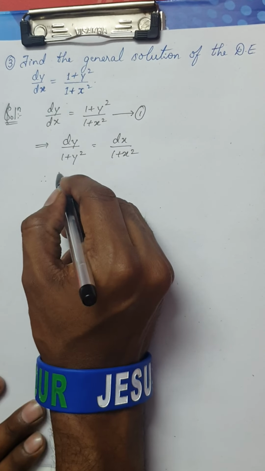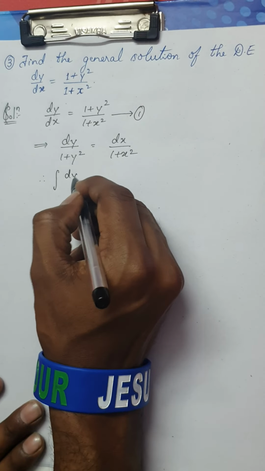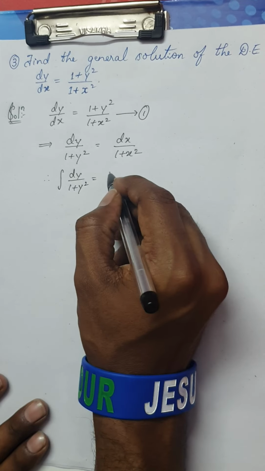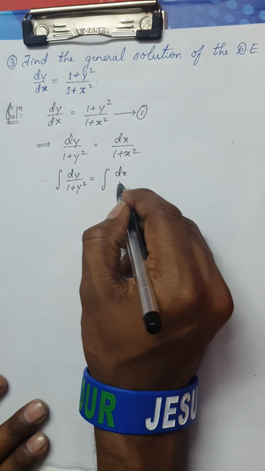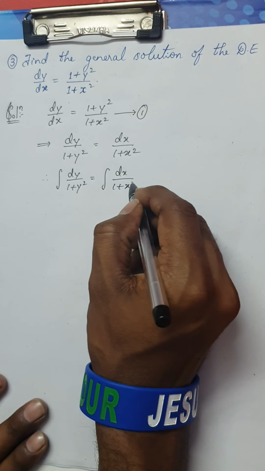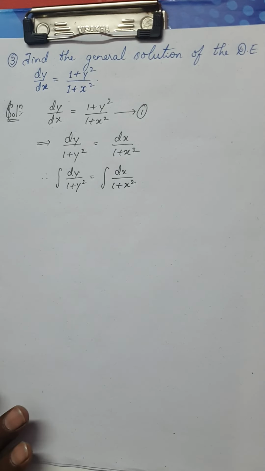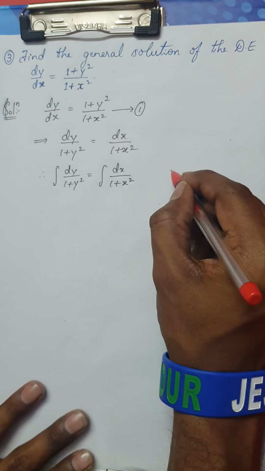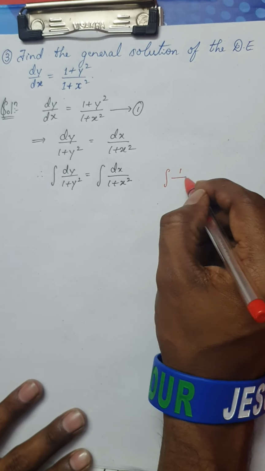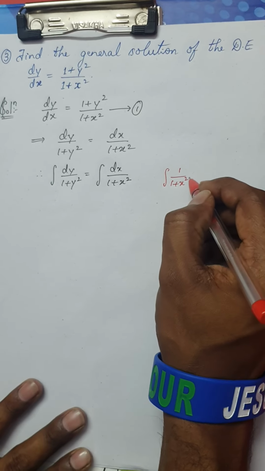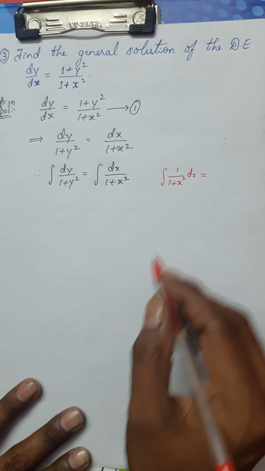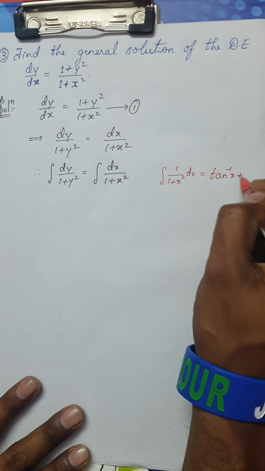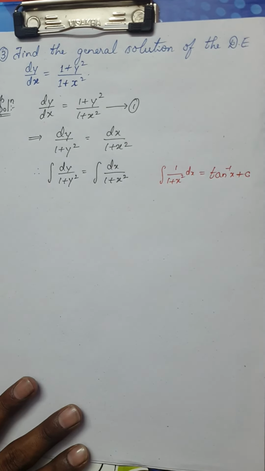Therefore, applying the integral now, integral of dy divided by 1 plus y square is equal to integral of dx divided by 1 plus x square. Now we have the standard integral. I hope you remember it. Integral of 1 divided by 1 plus x square dx. What is the integral for this? This is nothing but tan inverse of x plus a constant c, isn't it?